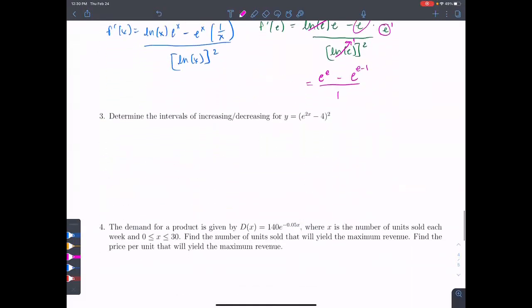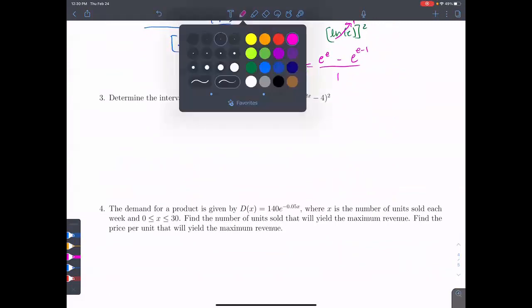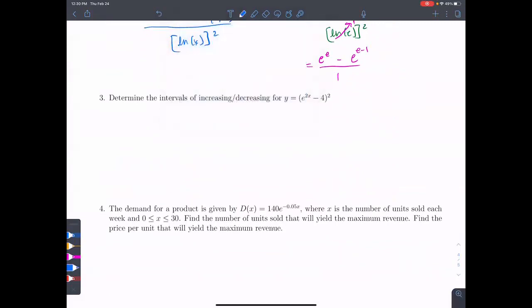Let's see. Here we have increasing and decreasing for this function. So y prime, increasing, decreasing, we need to do like a first derivative test kind of thing, or a y prime number line. Figure out where the derivative is positive or negative. That tells us increasing and decreasing intervals.